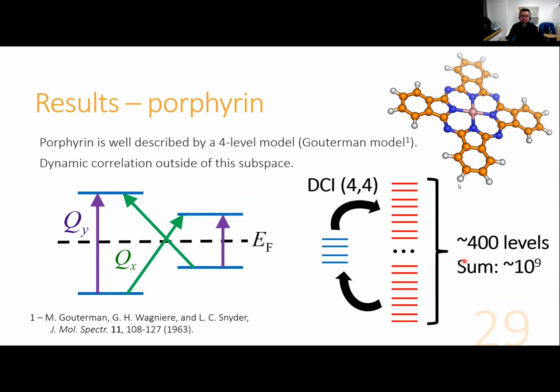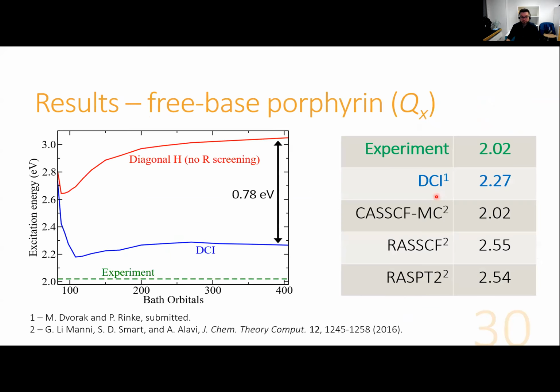So for this system, we did a 4-4 active space, 4 electrons in 4 levels. And it's embedded in about 400 orbitals in the bath space. So that gives a number of bath determinants of about 1 billion. So this is the largest calculation I've done so far. Free-base porphyrin is just the porphyrin molecule without an atom in the center. It's just passivated there. And my results are shown in blue.